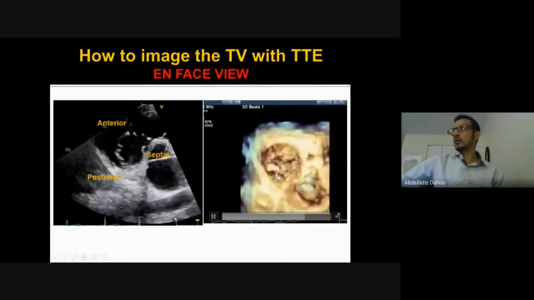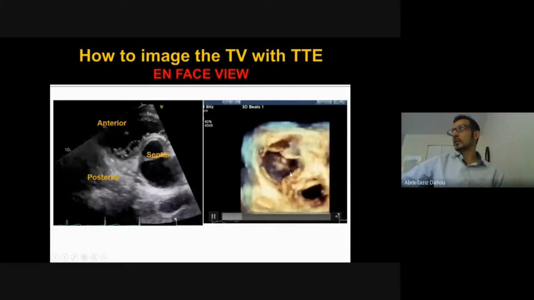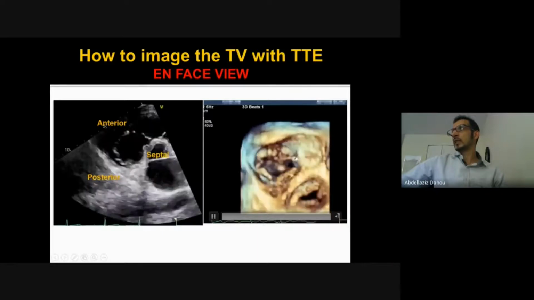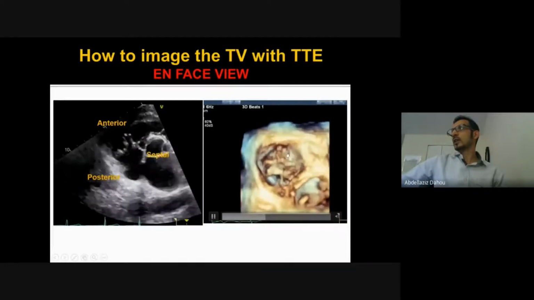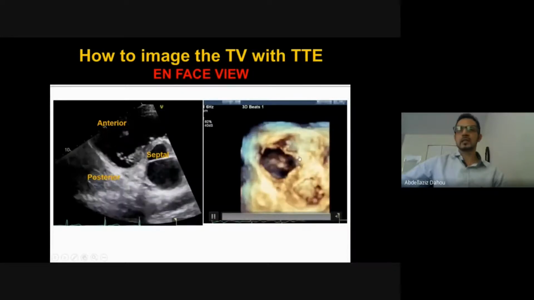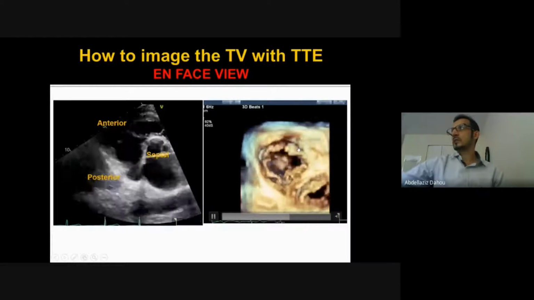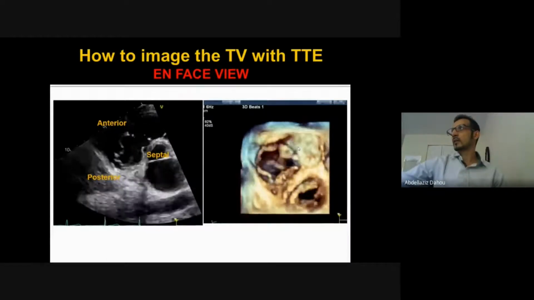You can acquire a 3D image. It's a nice image here. Septal leaflet, posterior leaflet, and most likely an anterior leaflet with two scallops. It's a big scallop here and a second scallop here. They are separated, two scallops on the right on the anterior leaflet.